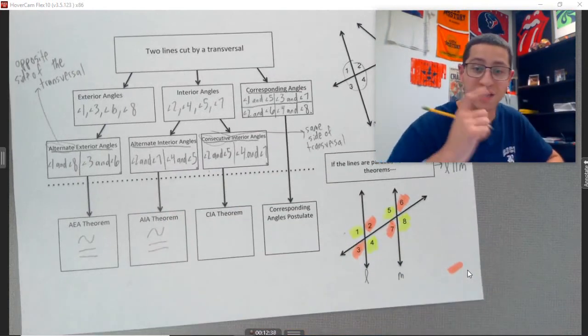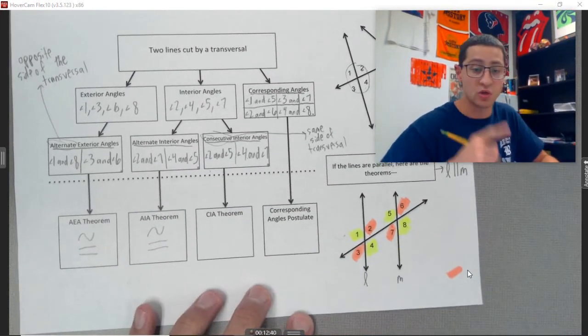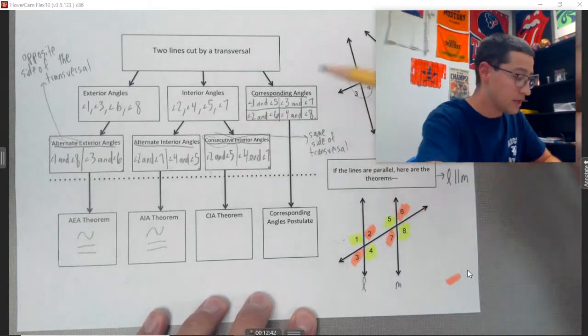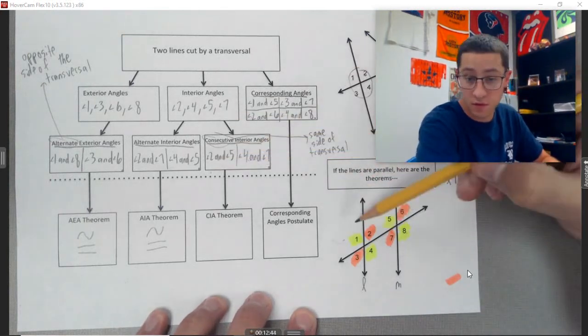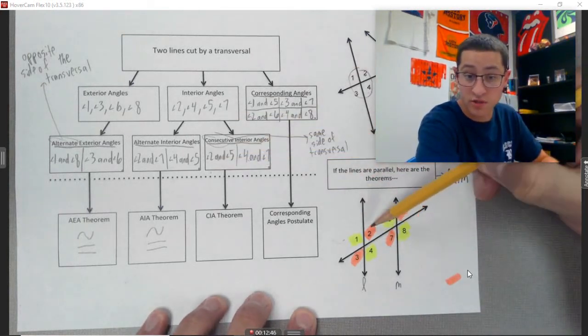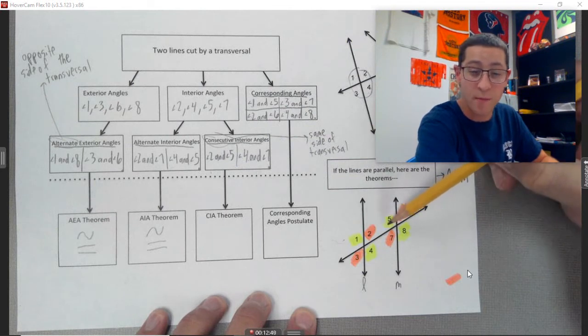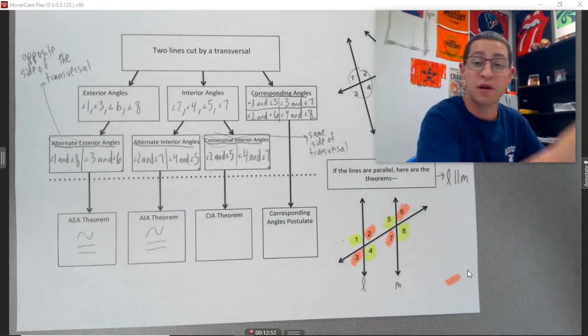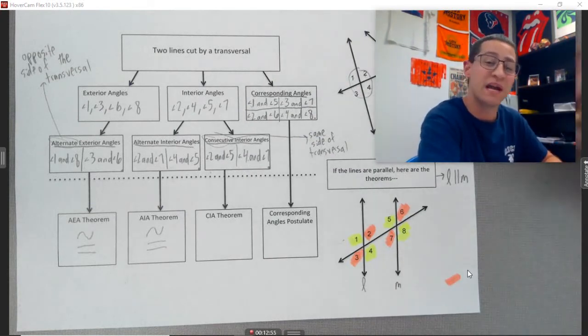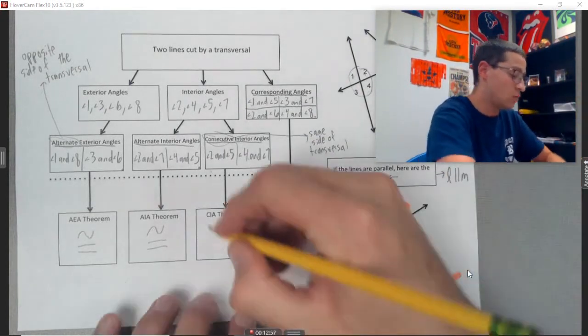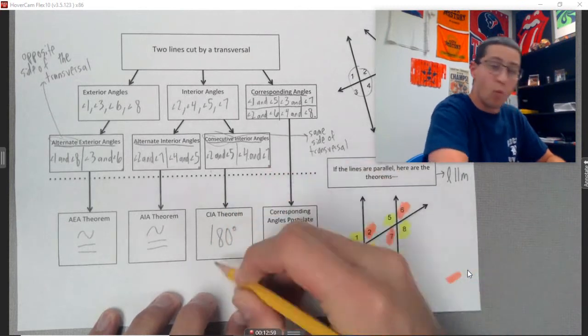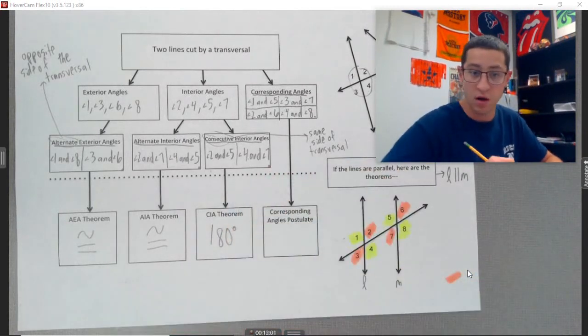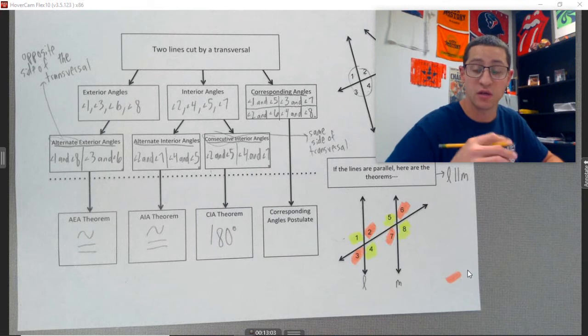Consecutive interior. Let's look at those. Let's look at 2 and 5. Notice these are different colors. If you remember from the video, when they were different colors, they were supplementary, which means they add up to 180. So the ones that are different colors add up to 180. I'll write 180 for us to remember the consecutive interior angles theorem.